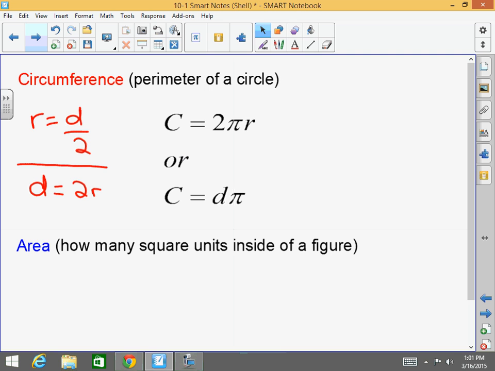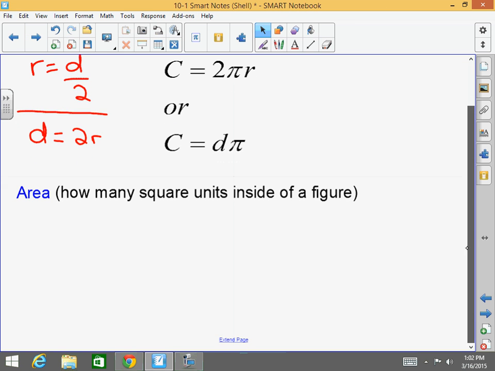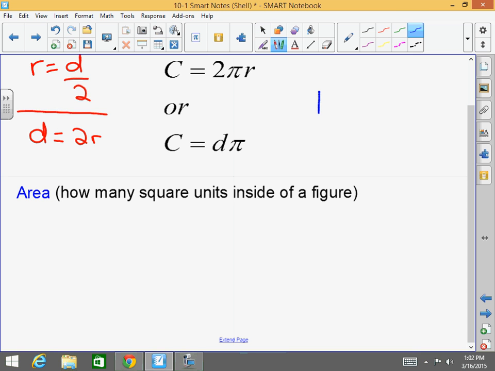Now the area, okay? I don't know if we've really talked about area in detail here, but I need to explain area to you guys because most people don't really know what area is. Area explains how many square units are inside of a figure. Let me explain real quick. Let's say you have a house, okay? Not the most fancy house, but there you have a house, and they tell you that this house has 2,000 square feet.